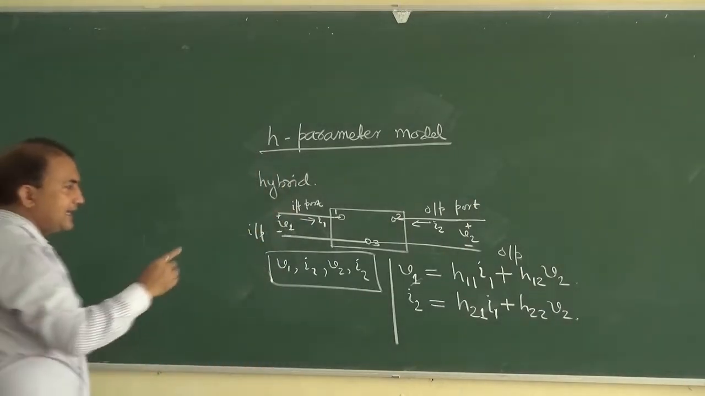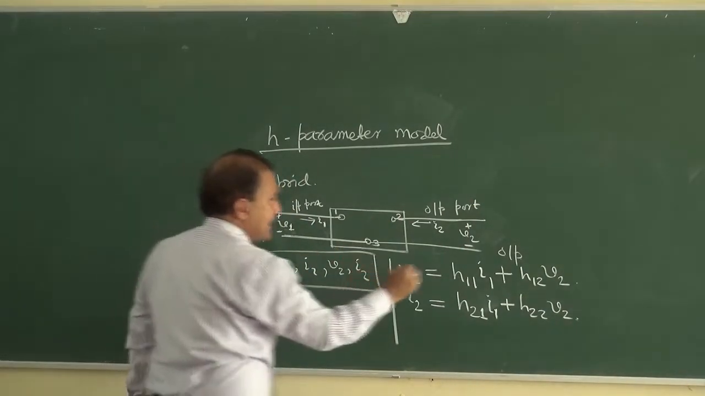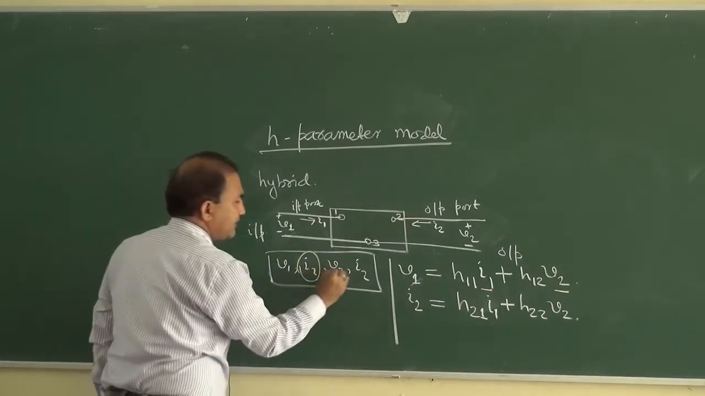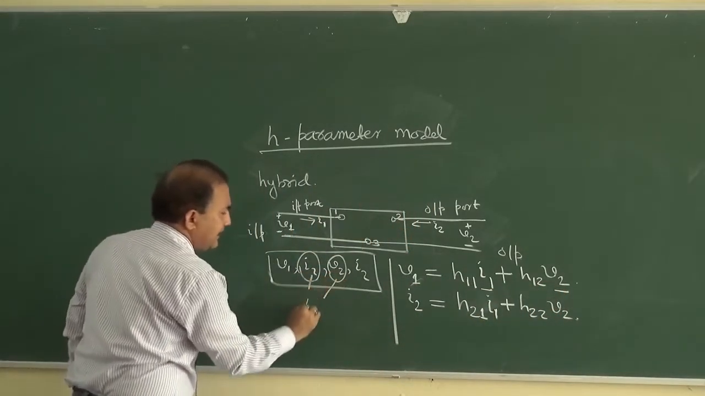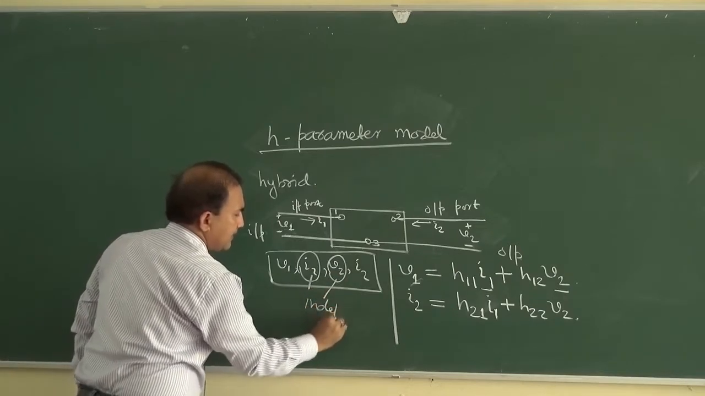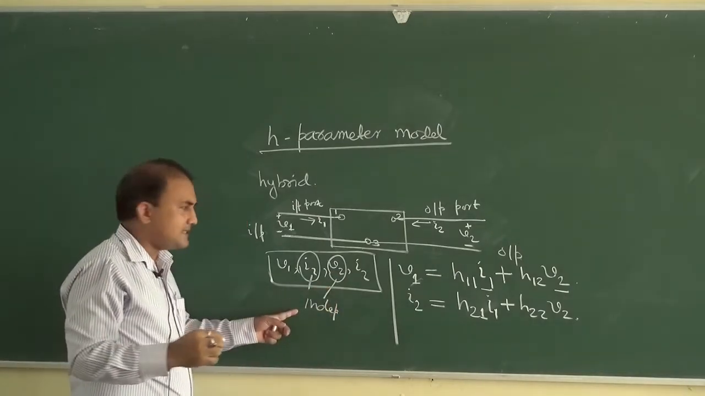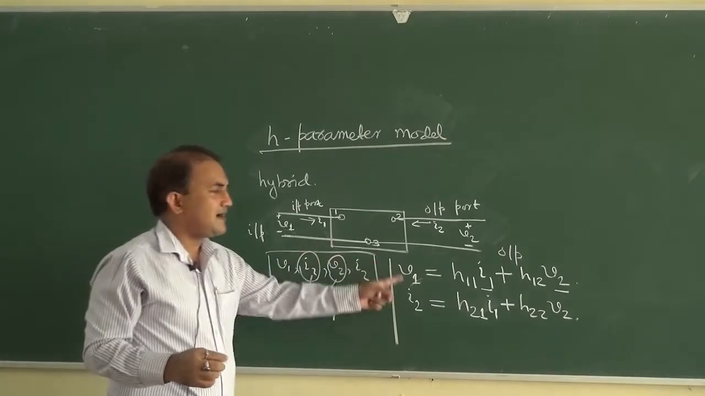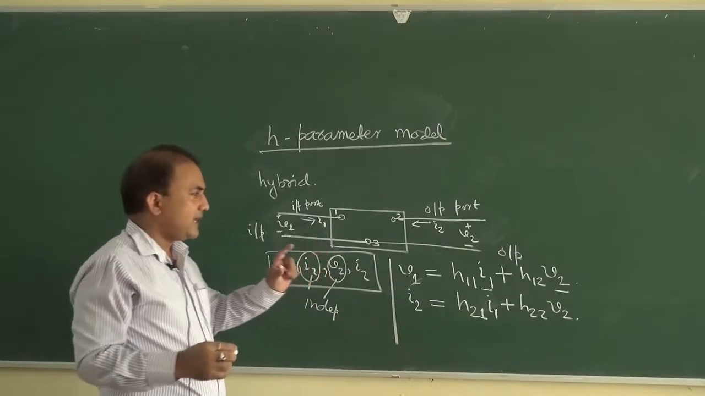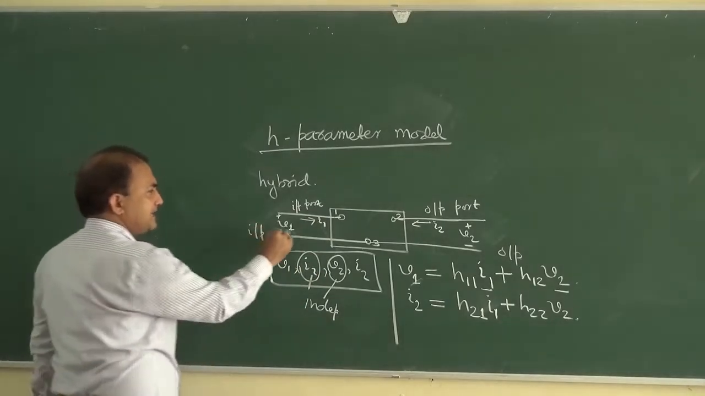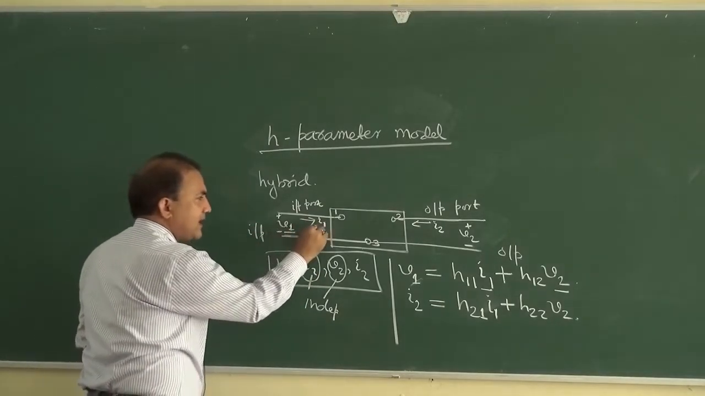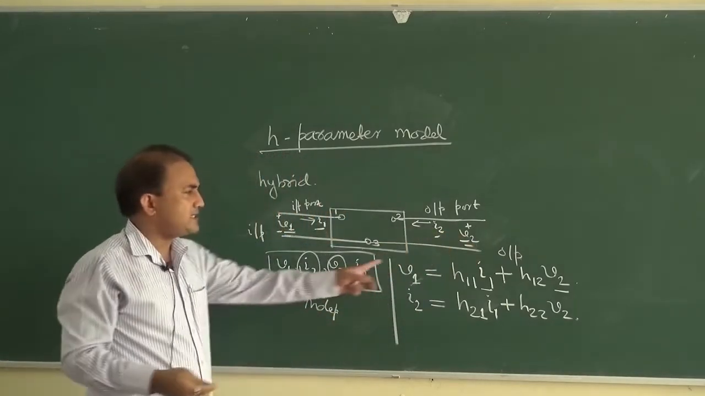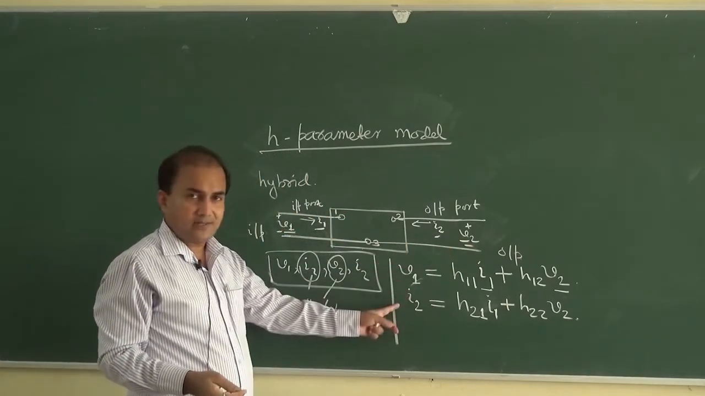In these equations I1 and V2 are independent variables, and V1 and I2 are dependent variables. So we can represent these four quantities V1, I1, V2, I2 by using these two equations.